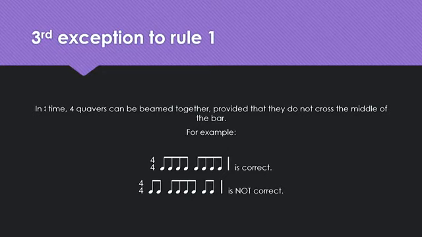The third exception is that in 4/4 time, 4 quavers can be beamed together, provided that they do not cross the middle of the bar. Now look at the screen so you can see what I mean. If there are 8 quavers in the bar, the first 4 can be beamed together and the second 4 beamed together, not all 8 together. But in the second example, you've got 2 beamed together, then 4, and then 2. That is incorrect. There have to be 2 groups of 4 so that the bar can divide equally down the middle.